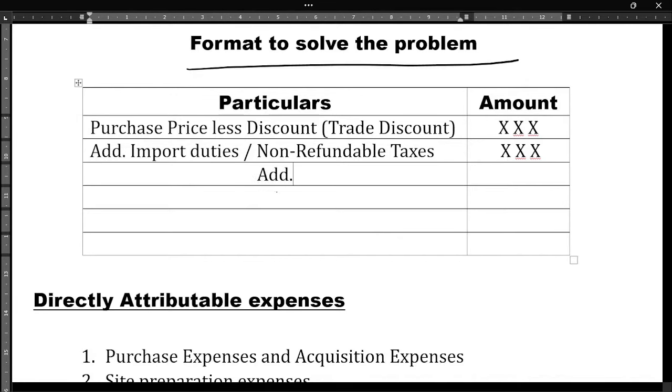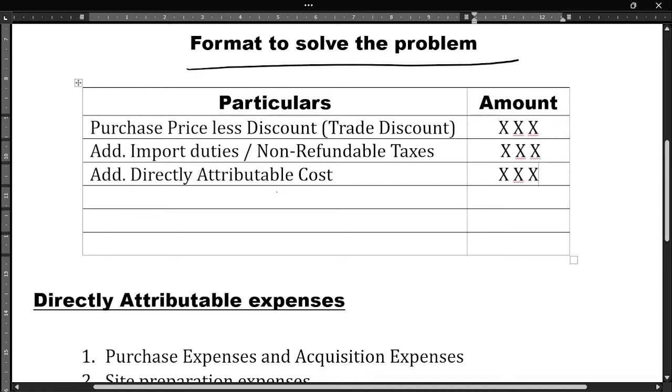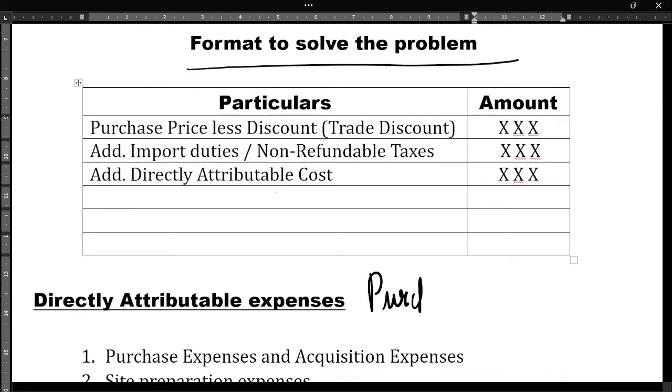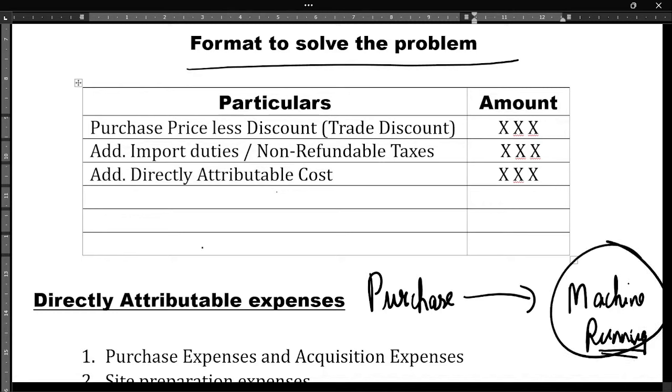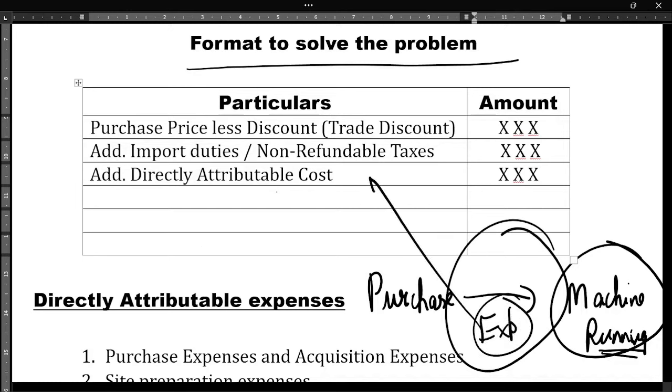Next, we need to add directly attributable cost. So what is this directly attributable cost? It means the cost incurred to make the machine run. You have purchased the machine and brought it to your company, and until the machine starts running and working, whatever expenses you incurred are called directly attributable cost.